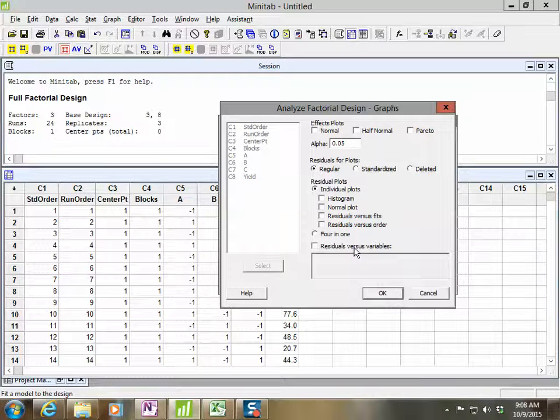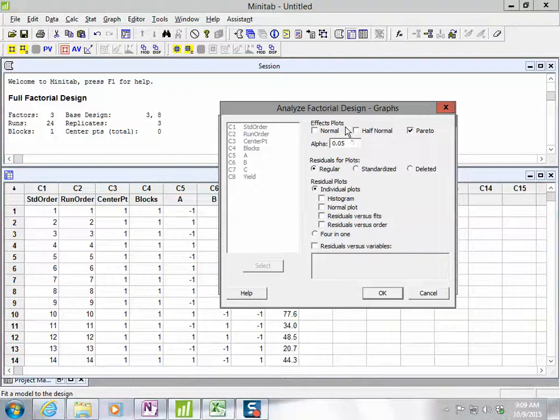Graphs, what plots do we want to make? And these are pretty standard what we want. So effects plots, we can have a normal or a half normal plot if you want. A Pareto chart is nice. Half normal and normal will be much more useful for us when we get into screening designs. You can make them or not in this case.